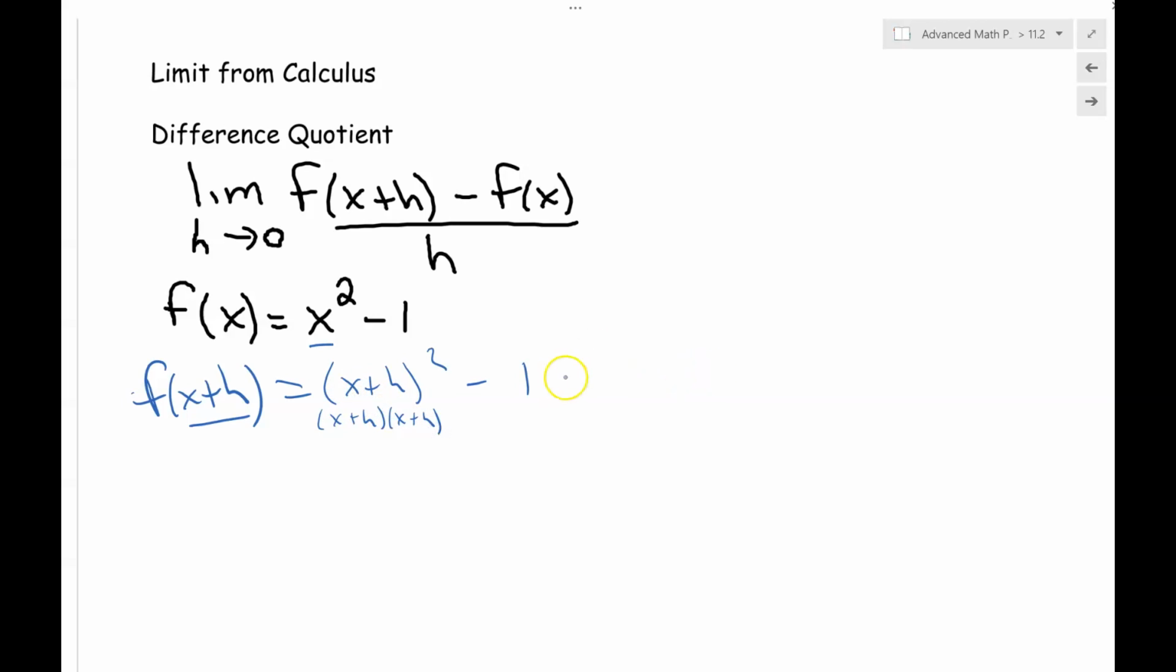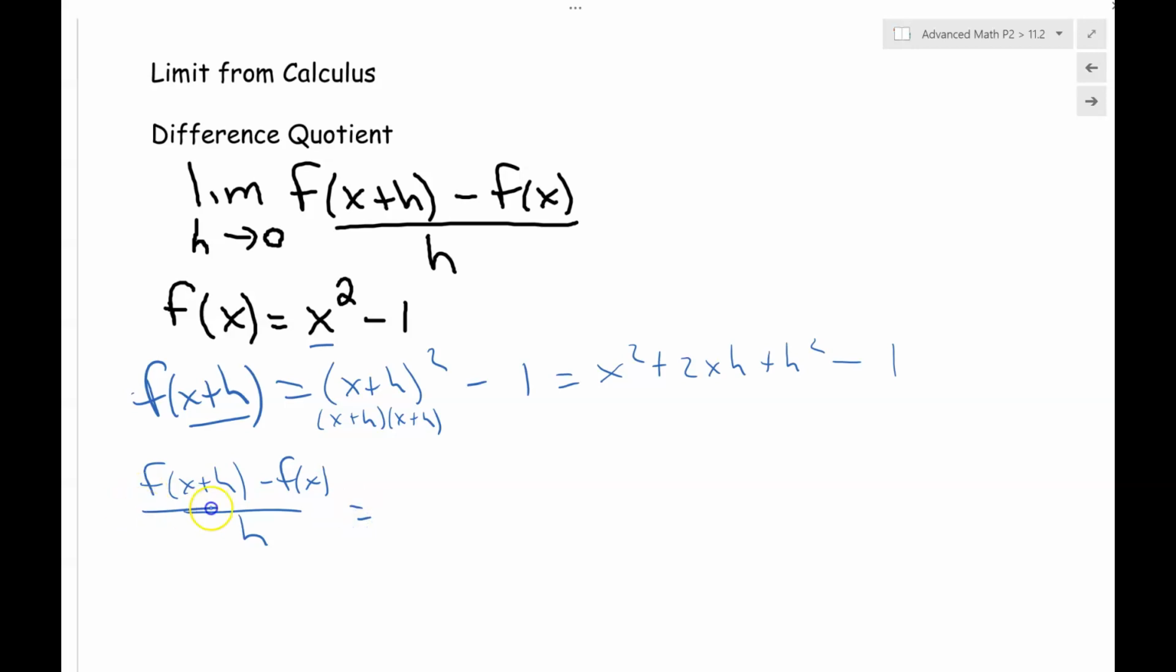I'm going to do it this way so I have some more space because I'm going to need a lot of room for these. So this is x squared. We get an xh and an xh, so that's 2xh plus h squared. And then we still have minus 1. So there's my f of x plus h. So now, I'm going to figure this part out. We're going to do a lot of algebra before we get to the actual limit portion.